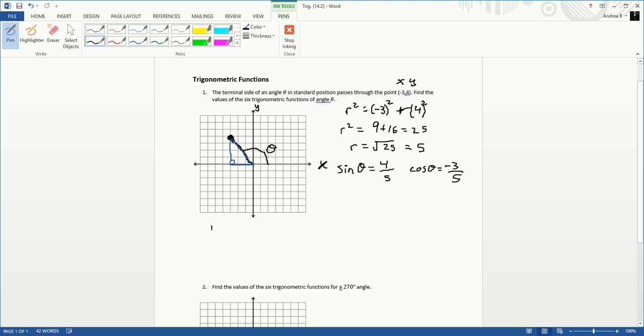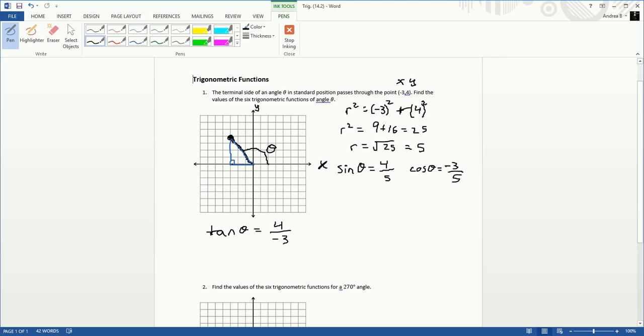And then I'm going to write tangent down here because I'm going to fill in some other functions below our sine and cosine in a minute, for the ones that are the reciprocals. So the tangent is going to be your y coordinate, which was 4, over the x coordinate, which was -3. So that would be in terms of your sine, cosine, and tangent, first of all.